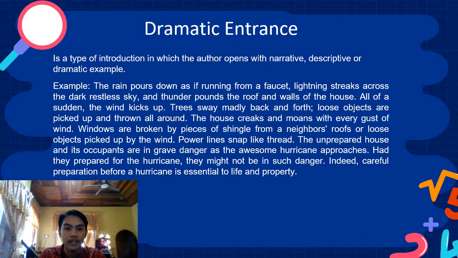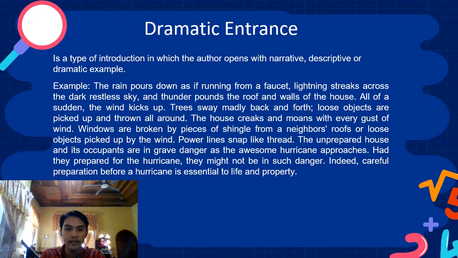Next is dramatic entrance. Dramatic entrance is a type of introduction in which the author opens with a narrative, descriptive, or dramatic example. For example, the rain pours down as if running from a faucet, lightning streaks across the dark, restless sky, and thunder pounds the roof and walls of the house. All of a sudden, the wind kicks up, trees sway madly back and forth, loose objects are picked up and thrown all around. The house creaks and moans with every gust of wind. Windows are broken by pieces of shingle from a neighbor's roof, all loose objects picked up by the wind.